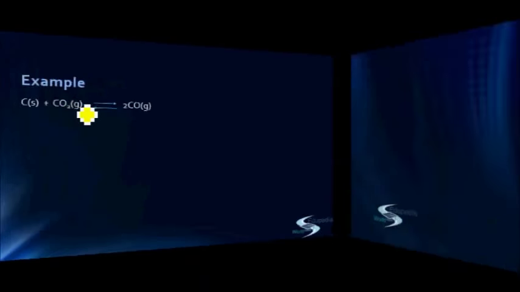In the next session we will look at the effect of pressure, and go through the same criteria, the same analysis for pressure that we did today for concentration.